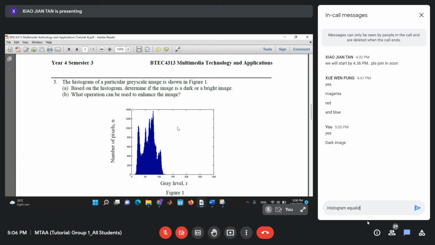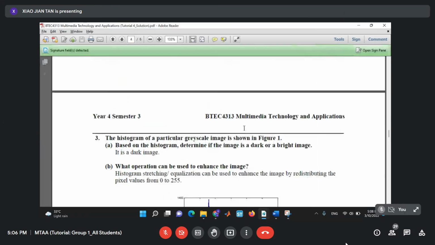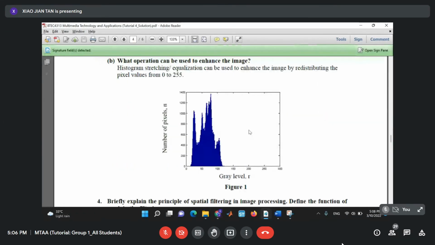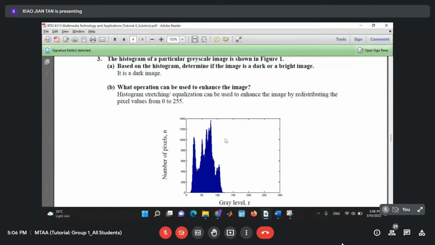Okay, how about B? What operation can be used to enhance the image? This is very simple. Based on the histogram, determine. I've highlighted this one quite many times. When you move the histogram towards the left side, what image would you expect? When you move the entire histogram towards the right side, what would be the effect?